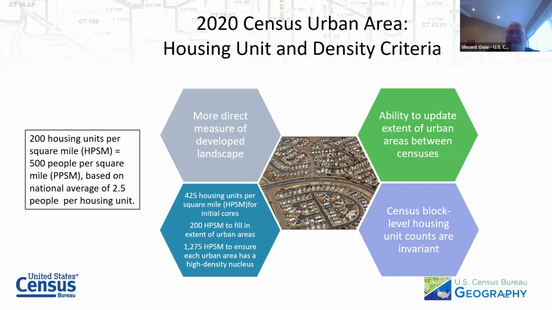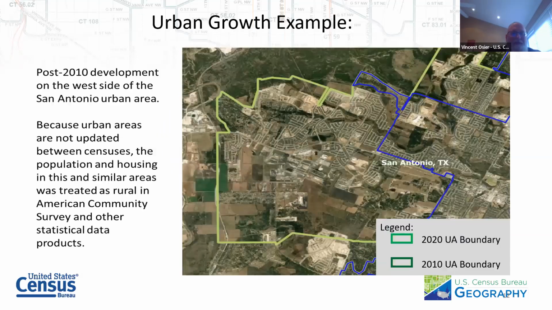So this is an example of just San Antonio area where there was growth shortly after 2010, a lot of development, but because of the vintage of the data we used to define the urban areas, it didn't keep pace even within a couple years after. So let's jump to the next one. All right.